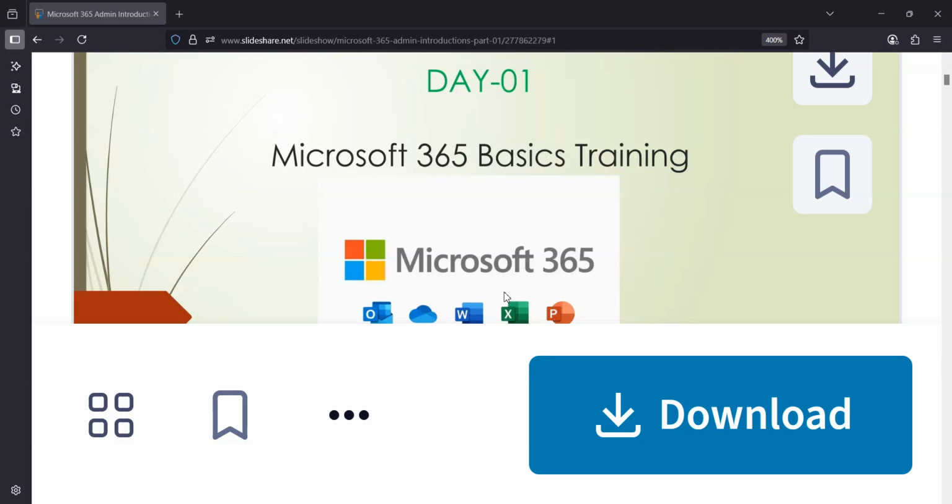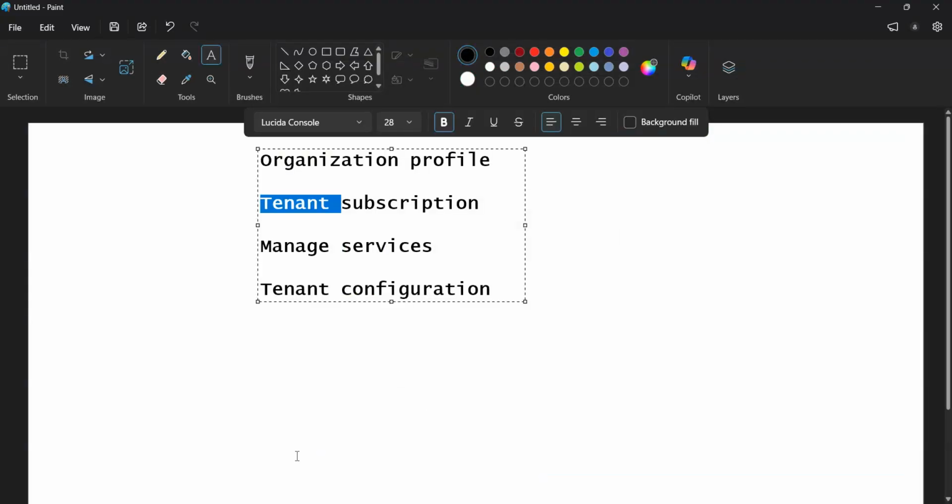On Office 365, which is Microsoft Office 365 basic training, we will undergo the day one part, where we will discuss the basics of Microsoft Office 365, covering Microsoft Outlook, Microsoft OneDrive, Microsoft Word, Microsoft Excel, and Microsoft PowerPoint. Based on this, we will discuss how we can manage this Office 365 environment for multiple users. For this, first we will need the organization profiles.